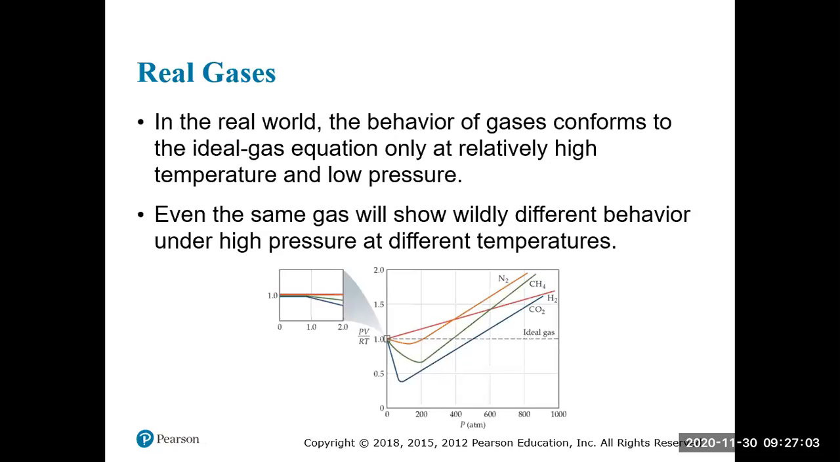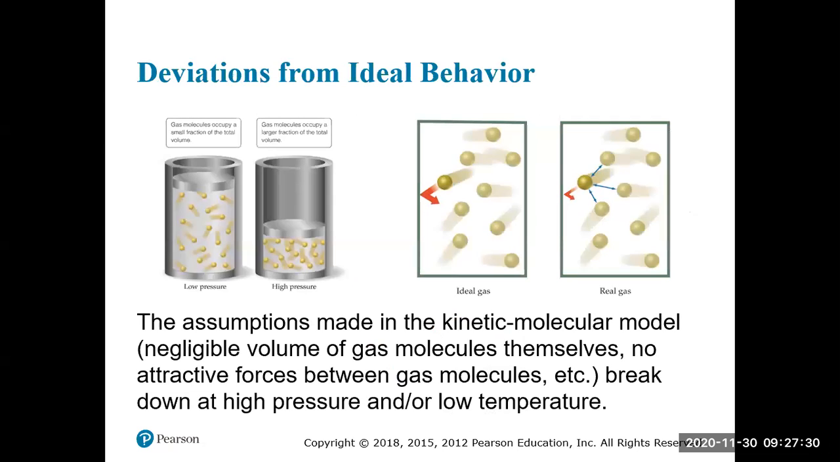In the real world, gases conform to the ideal gas equation only at relatively high temperatures and low pressure. So it's a good guide to give us a feel for it, but it's not perfect in normal types of situations. We're not going to get too bogged down on that, but we did just want to mention it a little bit.